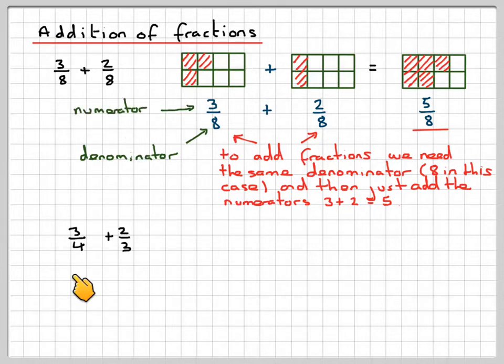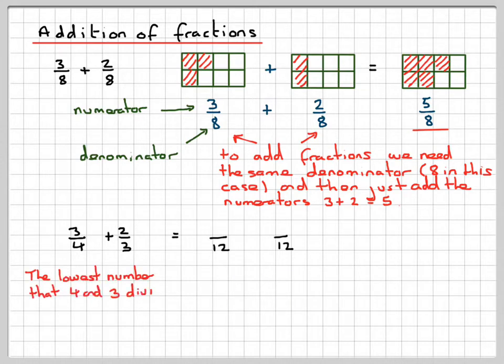So if I want to do 3/4 plus 2/3, I must make the denominator the same, but I mustn't change the balance of the fraction. So I look for the lowest number which both 4 and 3 go into, which is 12. This is sometimes called the common denominator. So the lowest number that 4 and 3 divide into exactly is 12.